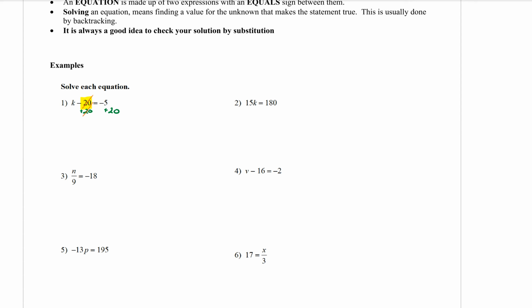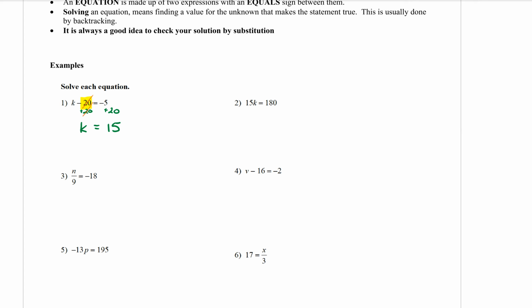If k is by itself on the left-hand side, I'm going to have k equals, and I just need to work out what minus 5 plus 20 equals. What is minus 5 plus 20? Thank you, Ethan. 15. And that's it. That is solved. Let's do question 2.